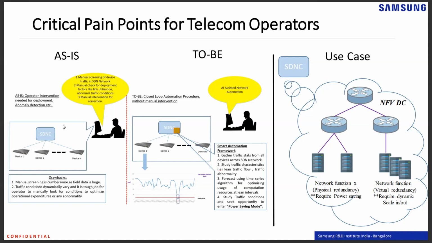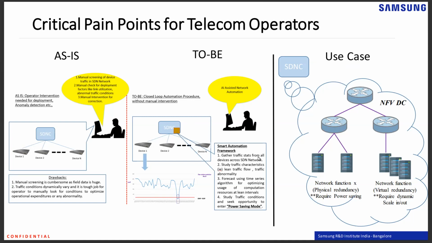But there are some very clear drawbacks that the operator faces during the task. The manual screening is very cumbersome because there is a huge amount of traffic that flows through the network, and the traffic condition also varies dynamically, and the operator has very little time to pinpoint the issues and to take any corrective action required. So our target with this proposal is to do away with the manual intervention of the operator as much as possible, and to create an automation framework.